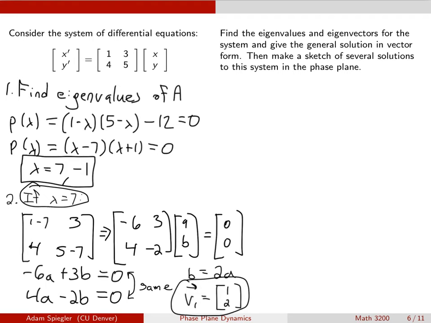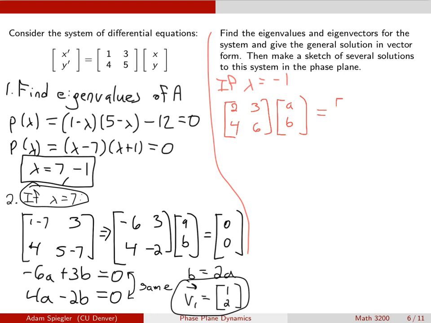Now we need to repeat this and do the same for the other eigenvalue, which in this example was lambda equals minus 1. I'm going to start by subtracting minus 1 from each diagonal entry of the matrix. So I would have 1 minus (minus 1), which gives me 2 for the first entry. Then the 3 we don't do anything to, the 4 we don't do anything to, and then I take 5 minus (minus 1), which gives me 6.